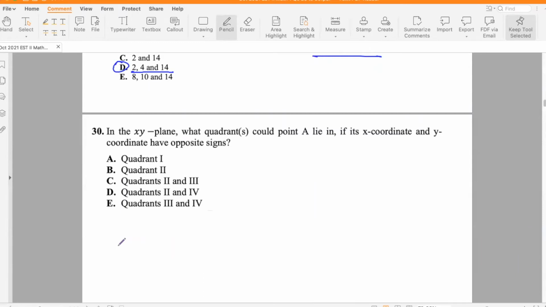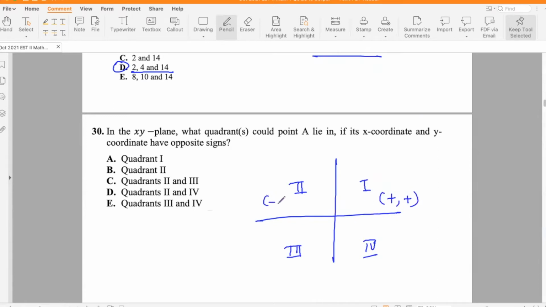In the xy plane, what quadrants could point a line if its x coordinate and y coordinate have opposite signs? Okay, so we have quadrant 1, quadrant 2, quadrant 3, and quadrant 4. So here x is positive and y is positive. Here x is negative, y is positive. Here they are both negative. And here x is positive and y is negative. So opposite signs are quadrant 2 and quadrant 4.